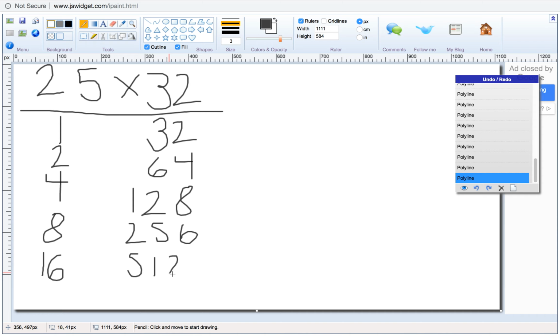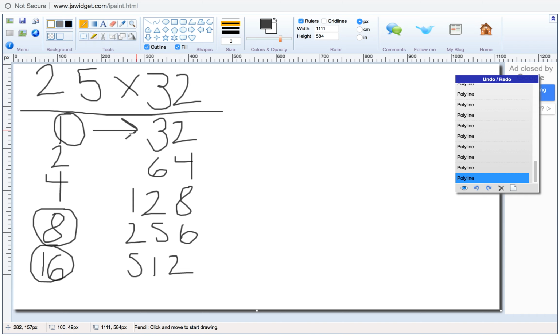Okay, so now what you're going to do is look back at column 1, and you're going to find all of the numbers that add up to 25. So for us, that would be 16, 8, and 1.